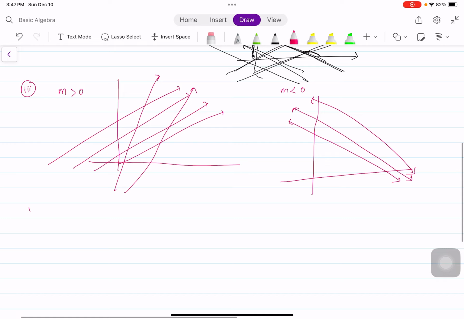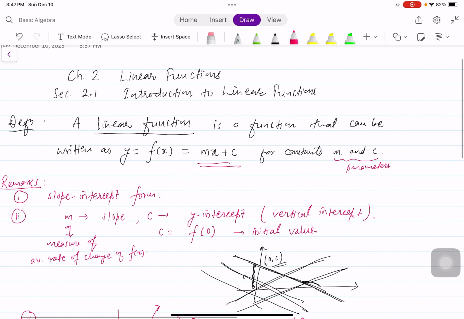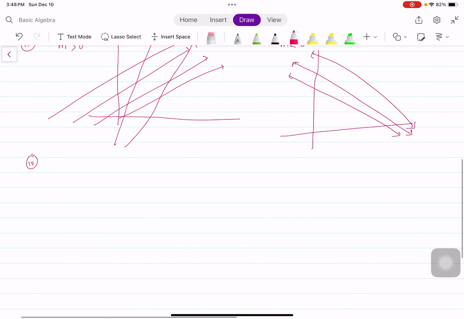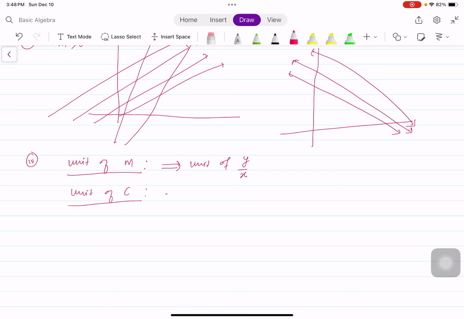And finally, the fourth point of this equation is how to find the unit of slope, the unit of m. It's very simple. This unit is equal to the unit of y over x. And what is the unit of c, the y-intercept? The unit of c is the unit of y.